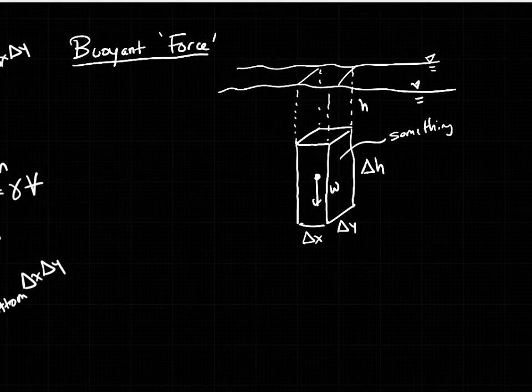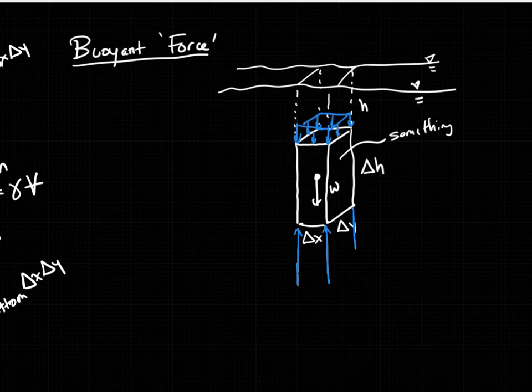Let me see if I can draw that in a different color. Maybe it'll show up a little bit better. The pressure on the top, you should already be thinking you know what that pressure is. What's that pressure? That's right, it's gamma times h. And there's a pressure on the bottom. Probably your mind wants to say it's gamma h, but in this case it's not gamma h, it's gamma times h plus delta h, because we're a little bit deeper.